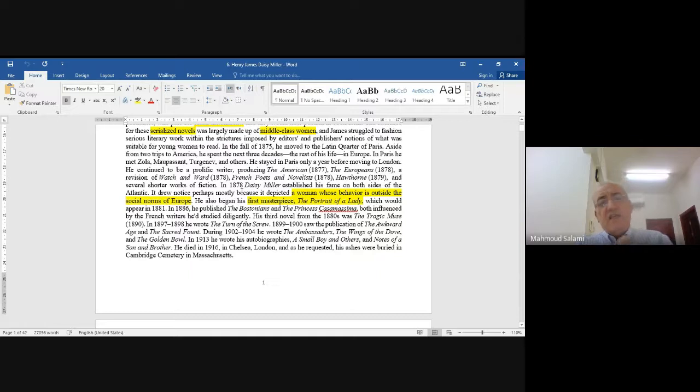Now, in 1878, Daisy Miller established his fame on both sides of the Atlantic. It drew again on this question about a woman whose behavior is outside the social norms of Europe. Really, he's giving this example, the one we have. You may say this is a small novel, as an example, of a woman who was behaving, according to American standards, strangely, maybe even outside the social norms of Europe. Even to Europeans, she was a bit strange, the way she was moving and behaving, and so on.